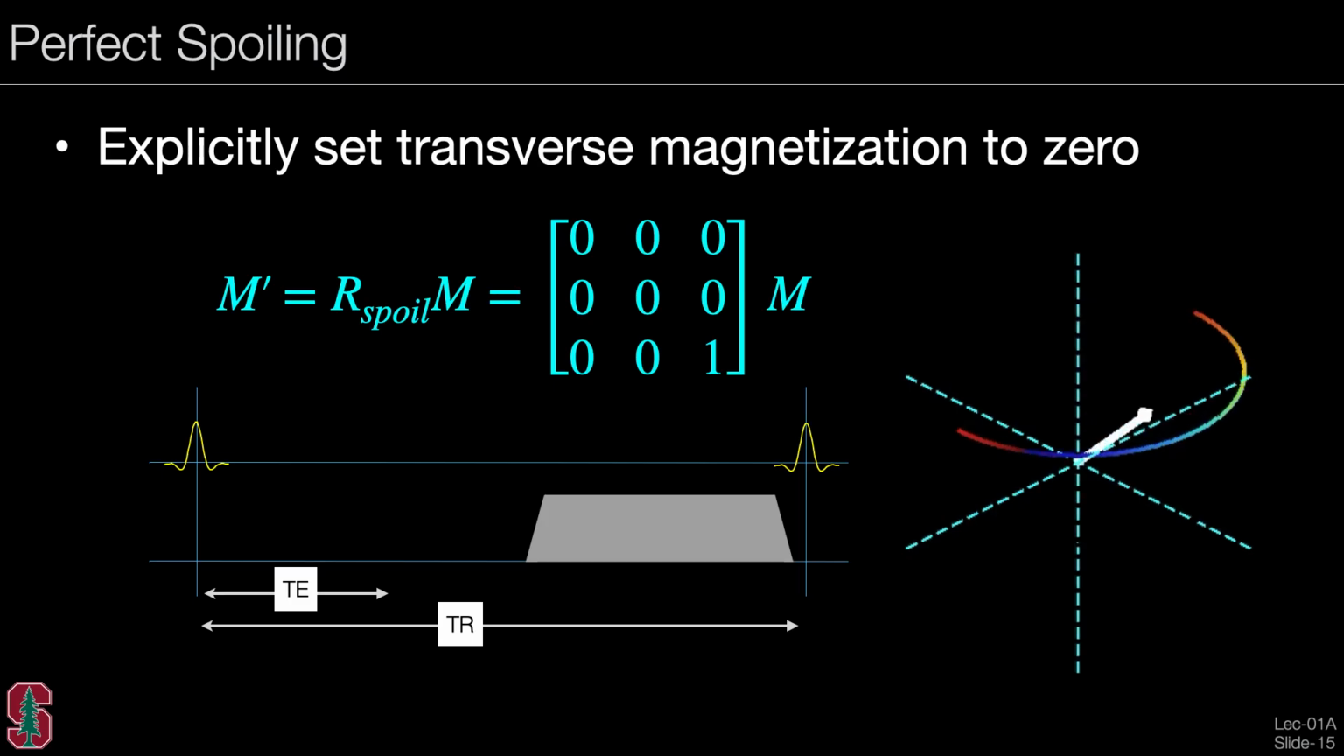Okay, so a final operation that we can very easily simulate with a matrix is what we call perfect spoiling. Now this will come up in future lectures, but this is where we can explicitly set the transverse magnetization to 0. And this will apply to sequences where we neglect the magnetization at the end of the TR and assume that transverse relaxation has brought this transverse magnetization completely to 0. And this matrix, all we do is we simply zero out the transverse magnetization here.